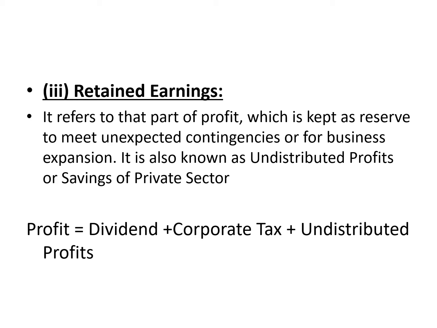Retained earnings refers to that part of profit which is kept as reserve to meet unexpected contingencies or for business expansion. It is also known as undistributed profits or savings of private sector. So, profit is equal to dividend plus corporate tax plus undistributed profits.